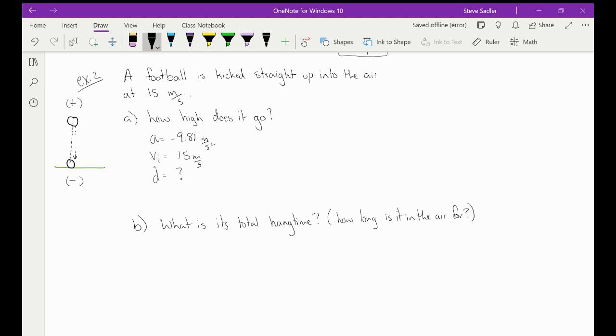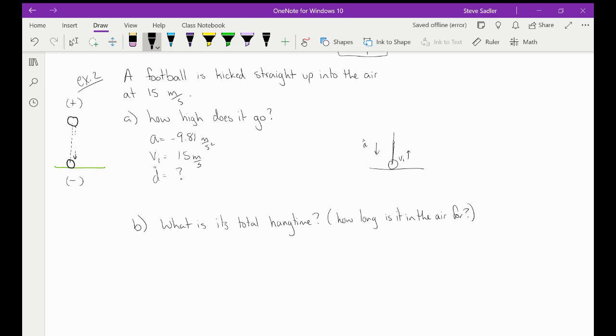So let's think about this football for a second. The ball goes up into the air. So its velocity starts at 15 meters per second. And as it goes up, acceleration is downwards, right? So acceleration is working against that velocity. It's trying to pull that ball back to the earth. So that ball is going to start to slow down.